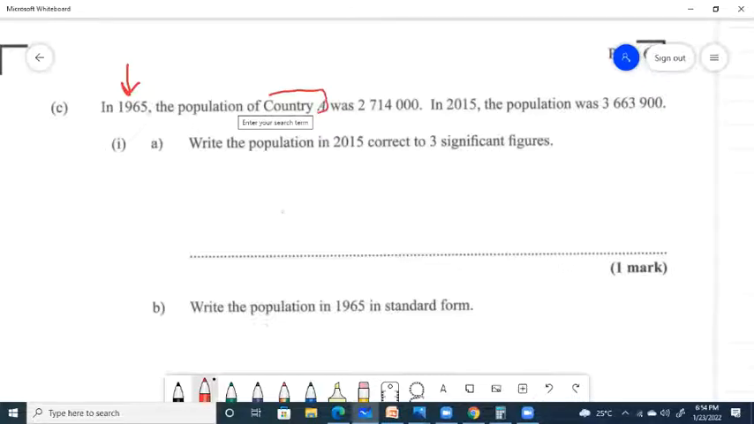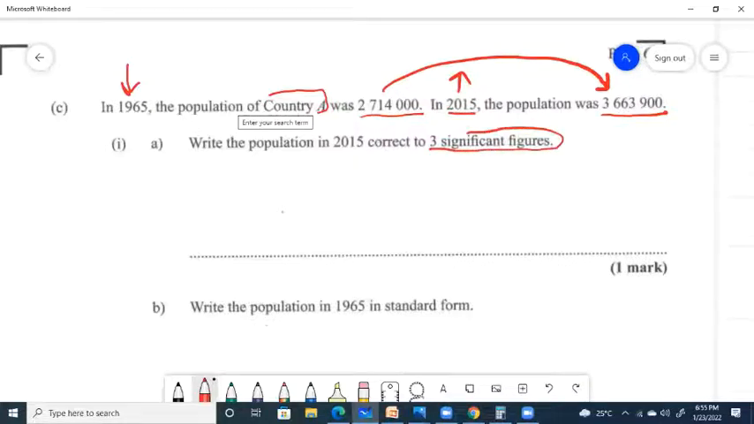The population of country A was 2,714,000. In 2015, the population was 3,663,900. So we are seeing that there is an increase in the population. You can see that, it went up. Now, write the population in 2015 correct to 3 significant figures. You see that? 3 significant figures.